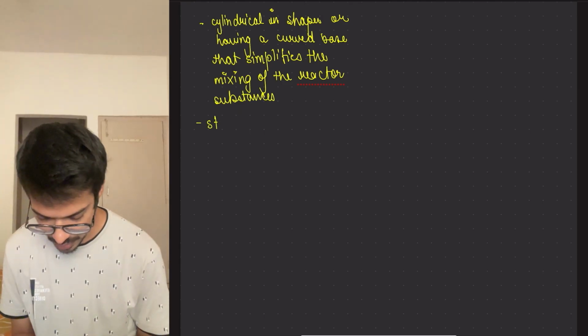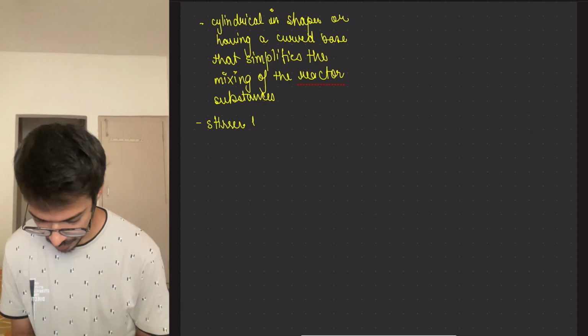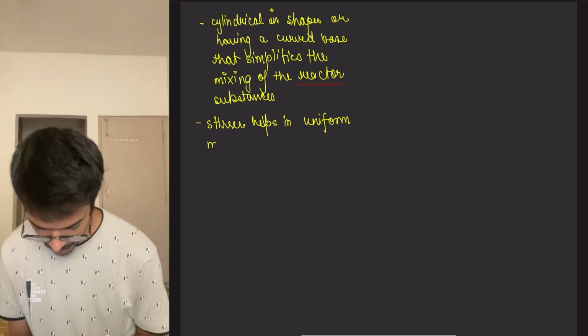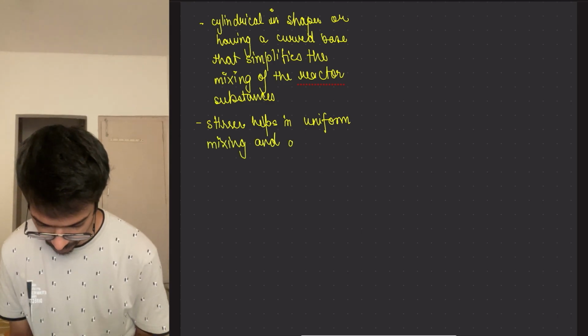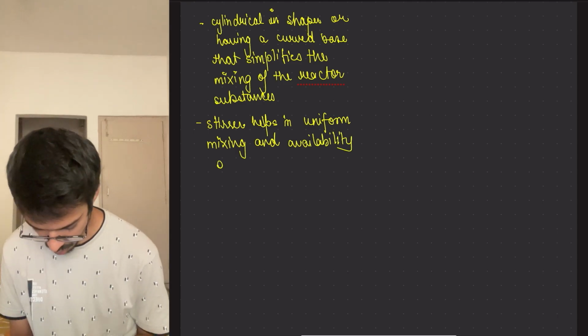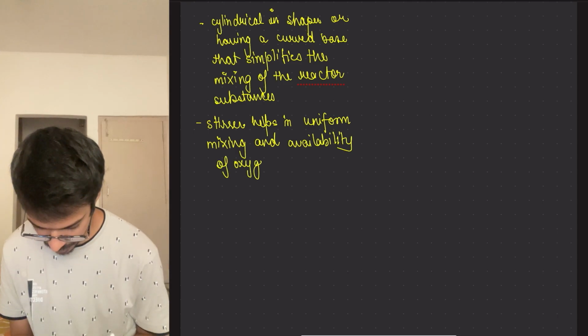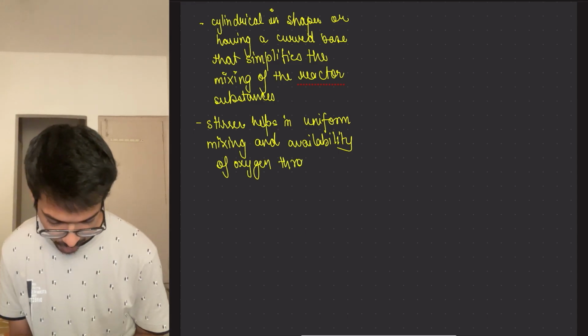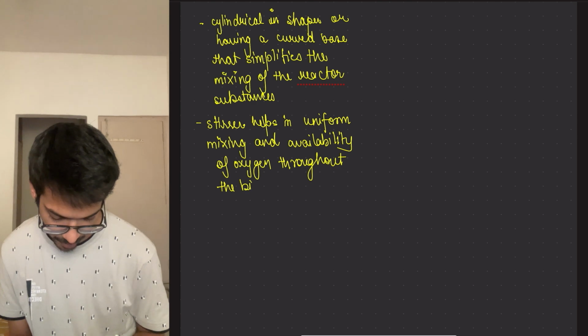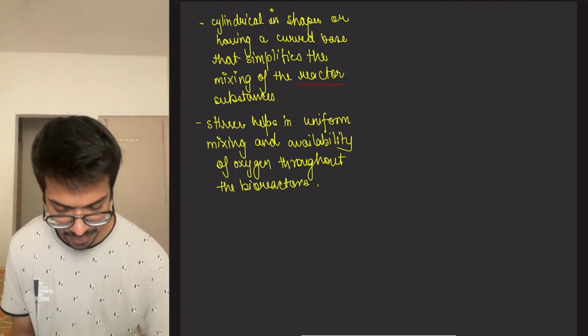Now the stirrer helps in uniform mixing and availability of oxygen throughout the bioreactor. That thing we have already studied.